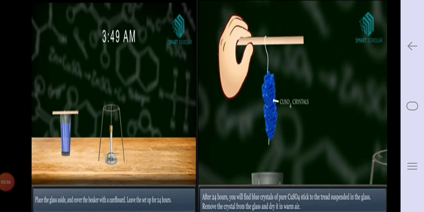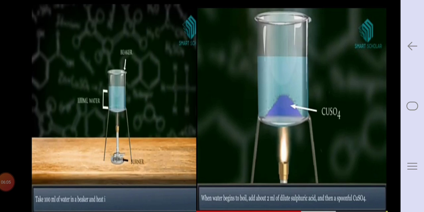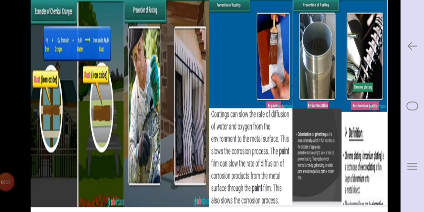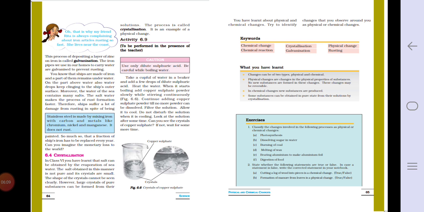Now we have studied physical and chemical changes in this lesson. By this we have finished our lesson. So read the lesson and try to understand each and every activity. Okay, so for today we stop here. Thank you.